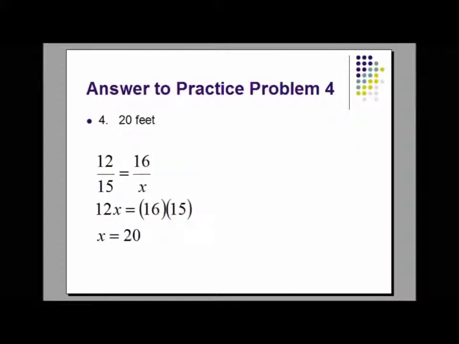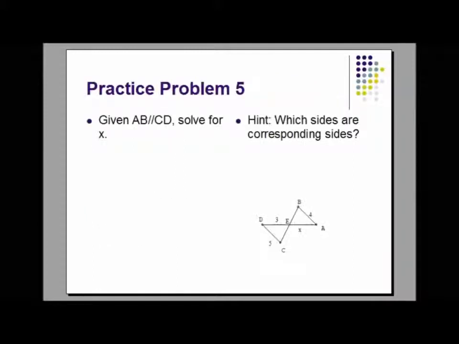The answer to practice problem 4 is 20 feet. We've set up a proportion. The height of the first flagpole over its shadow is 12 over 15 equals the height of the second flagpole over its shadow x, because it's still unknown. Cross multiplying gives 12x equals 16 times 5. Doing the math gives us x equals 20.